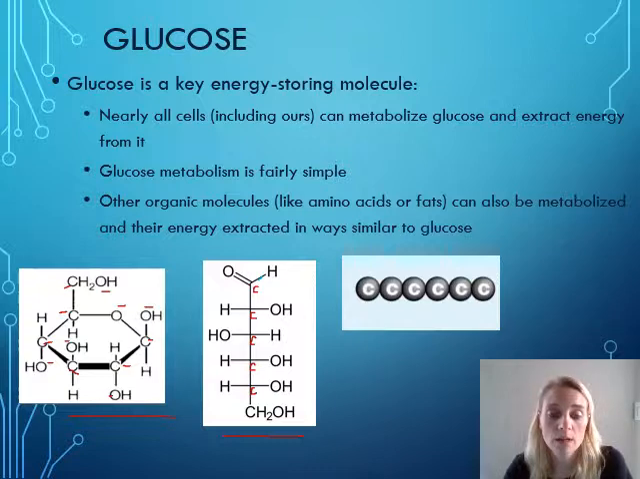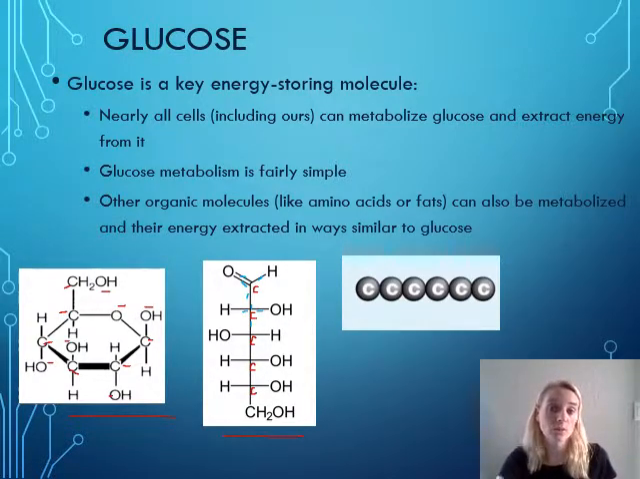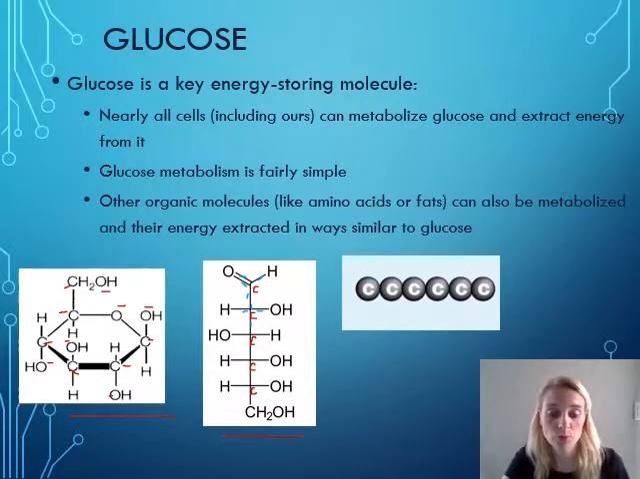So we have 1, 2, 3, 4, 1, 2, 3, 4, and so forth and so on. So we should be able to account for all of that. Oxygen has 2, hydrogen has 1. So that's just kind of reinforcing what we learned back in chapter 3.